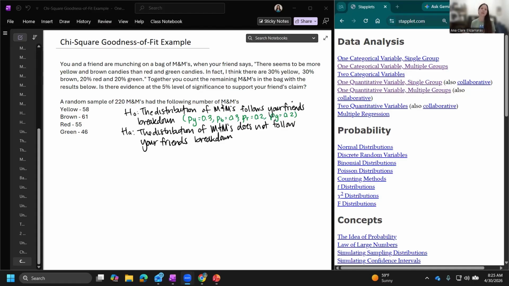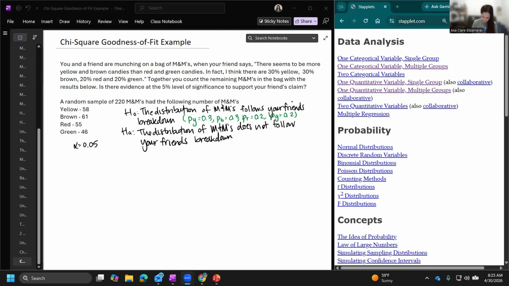So either of these are acceptable methods, but initially we're saying that the null hypothesis is that it does follow that distribution, and the alternative is that it does not. So we have that statement of equality. Now we are going to perform a test at an alpha equals 0.05 level of significance. And the next thing that we want to do is check our conditions.